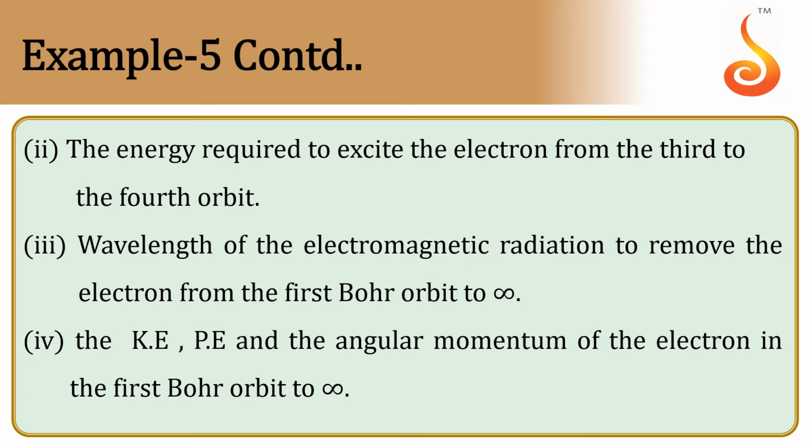third to fourth orbit, and third option, the wavelength of the electromagnetic radiation to remove the electron from the first Bohr orbit to infinity. Fourth option, the kinetic energy, potential energy and angular momentum of the electron in the first Bohr orbit. Let us see that.